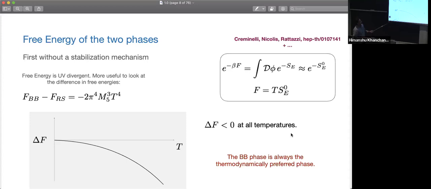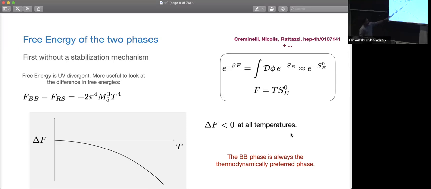One way is to look at the difference in the free energy of the two phases, and free energy can be calculated by looking at the thermal partition function and looking at the dominant saddle. What the computation yields is the free energy, where BB refers to black brane, which was the deconfined phase, which I introduced in the previous slide, and this is the RS. We find that the free energy is given by this quantity.